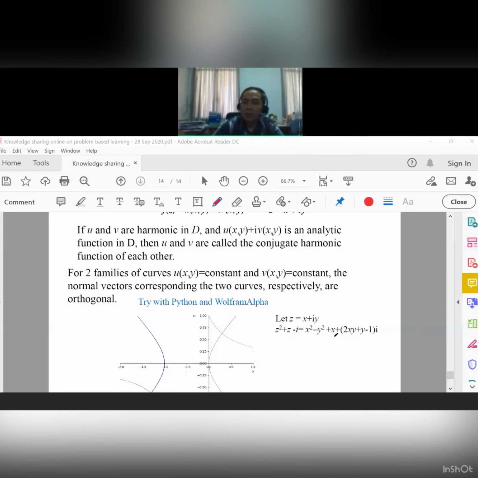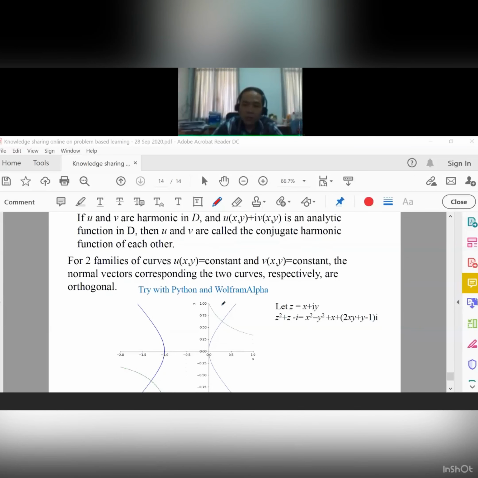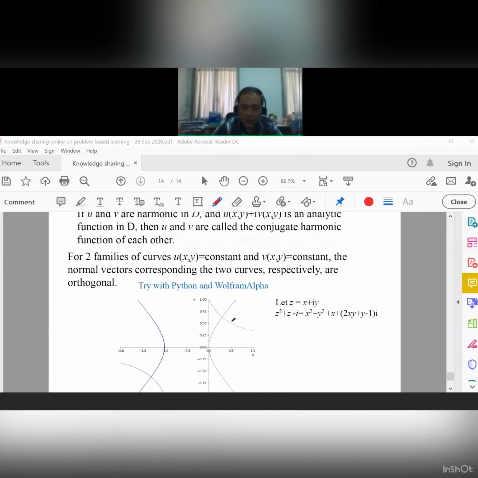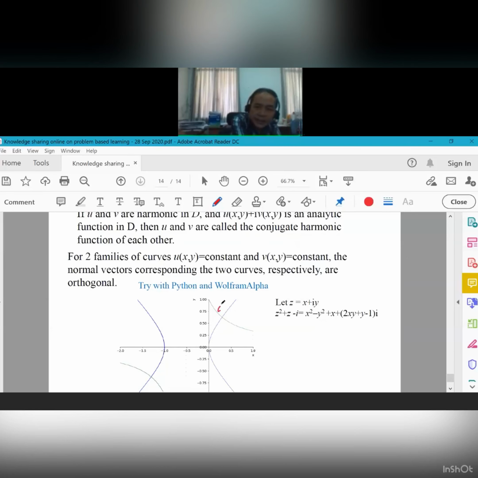And then we can plot these two implicitly. The first is x squared minus y squared plus x equal to 0. The second is 2xy plus y minus 1 equal to 0. Then you get the two graphs here. You see the two graphs, and this will be the intersection. We found that at these intersections the angle is 90 degrees. So in conclusion, there are a lot of things behind this.